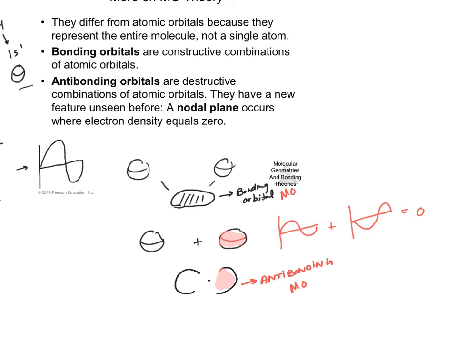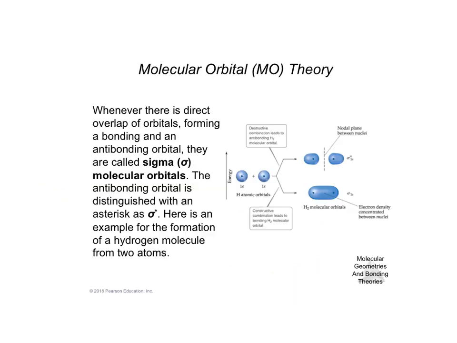So what we get out of this is two probabilities because we took two atomic orbitals. What we're going to get is two molecular orbitals. We're going to get our bonding molecular orbital that's going to be at a lower energy state than our anti-bonding molecular orbital. Okay? And we can depict that in a nice little atomic orbital diagram.